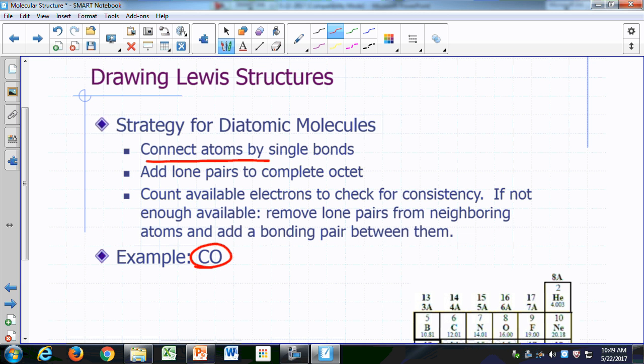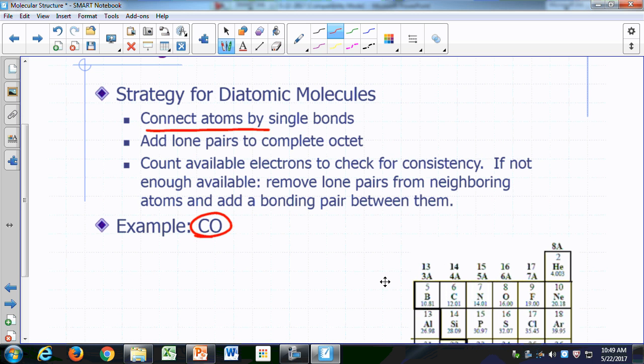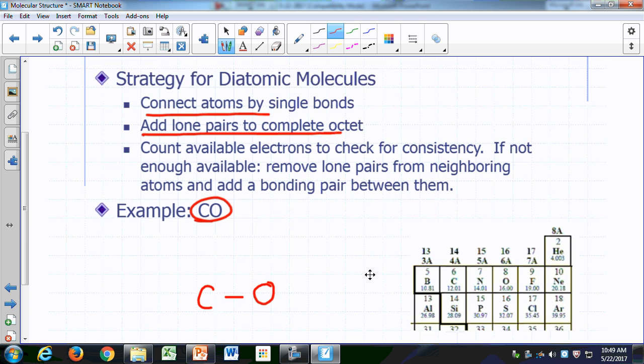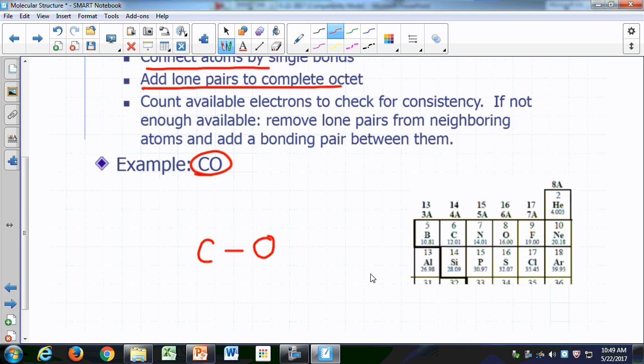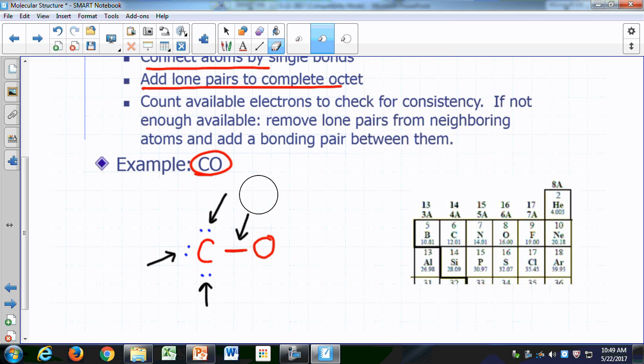So, for example, let's say you want to draw the Lewis structure for carbon monoxide. You connect the carbon and the oxygen with a single bond. Okay? Then you add lone pairs to complete the octet on each atom. So if I want an octet on my carbon, I already have a pair right here with a single bond. I need 3 more lone pairs. So 1, 2, 3. So you can see your carbon atom has 1, 2, 3, 4 pairs of electrons around it. So your carbon atom has an octet.